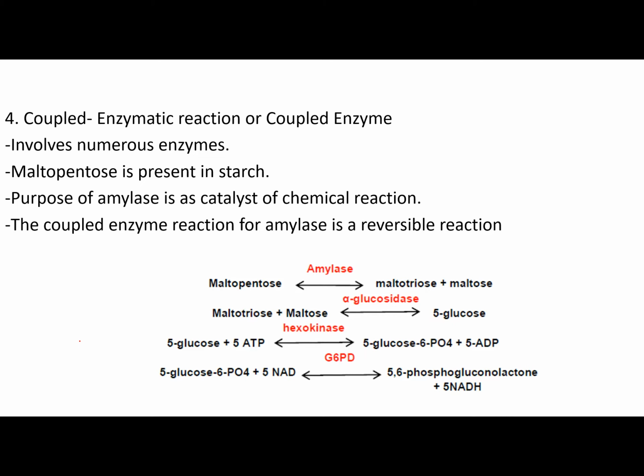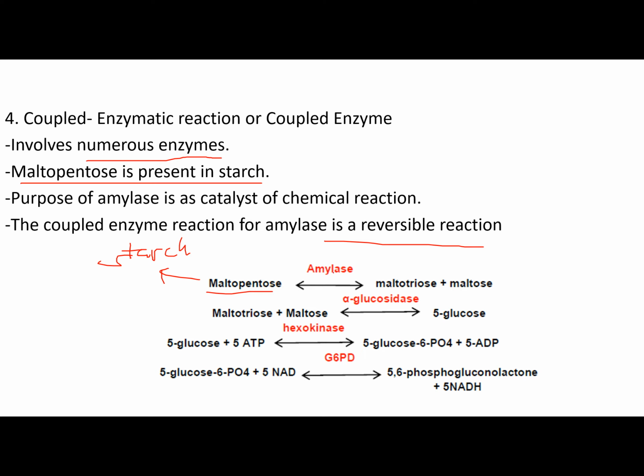Then we have your coupled enzymatic reaction or the coupled enzyme. It would involve numerous enzymes, class. Maltopentose is present in the starch. The purpose of amylase is as a catalyst of the chemical reaction. The coupled enzyme reaction for amylase is a reversible reaction. So ito yung maltopentose. This maltopentose is usually found in your starch.